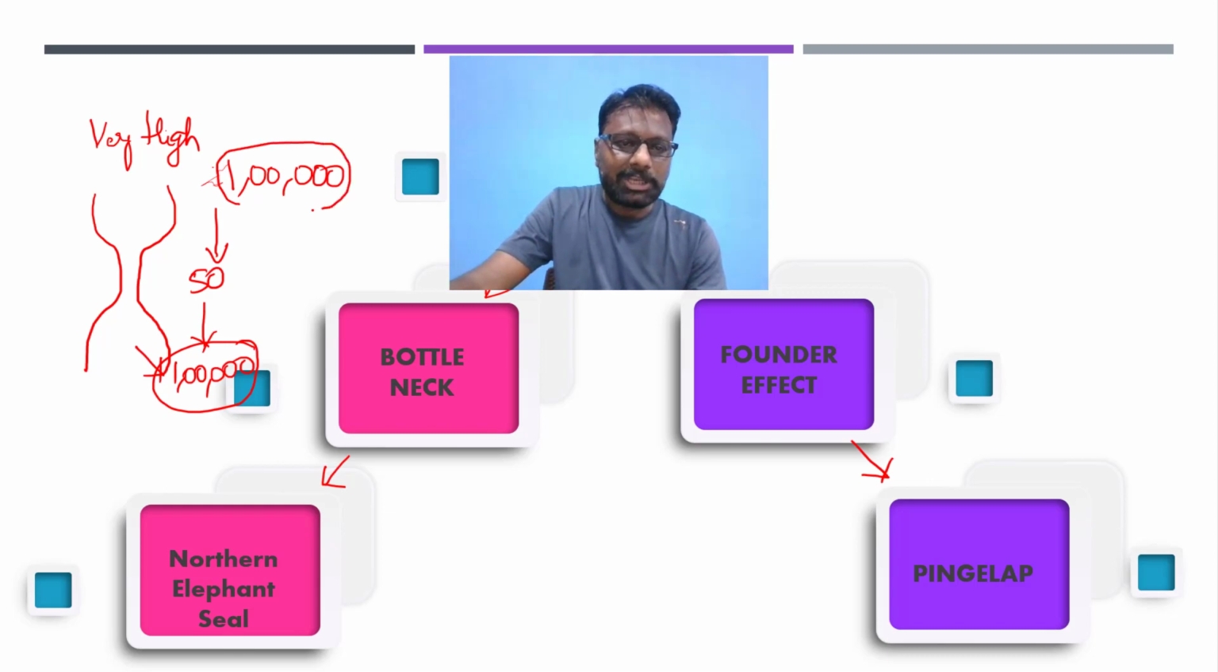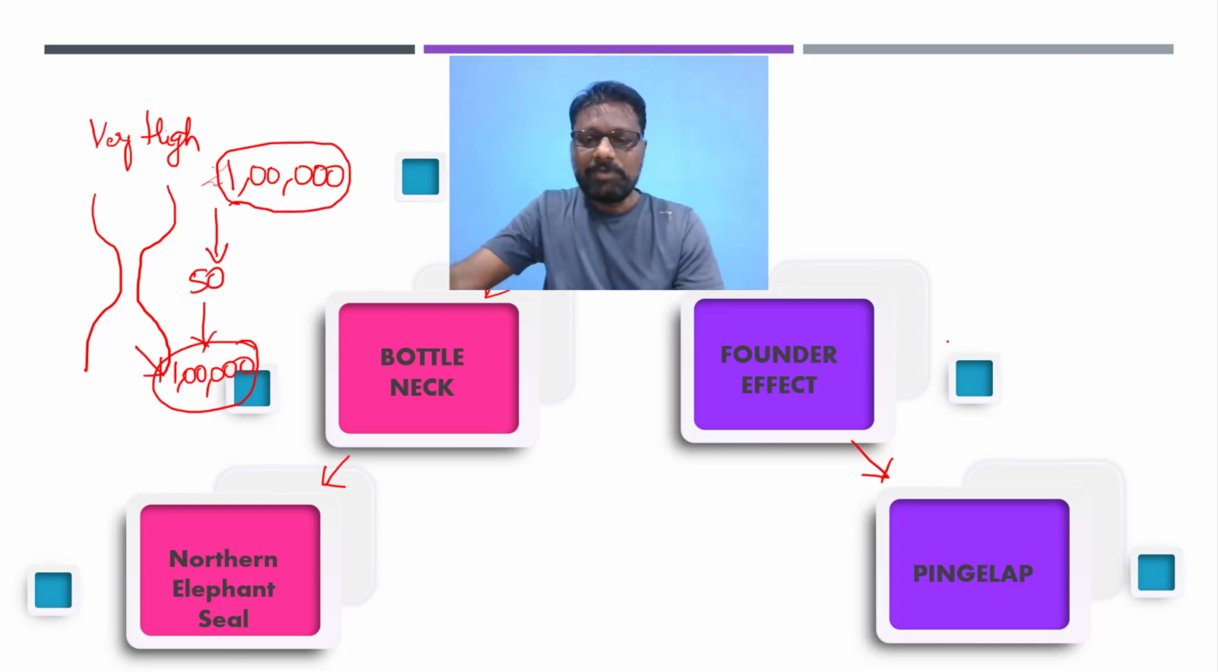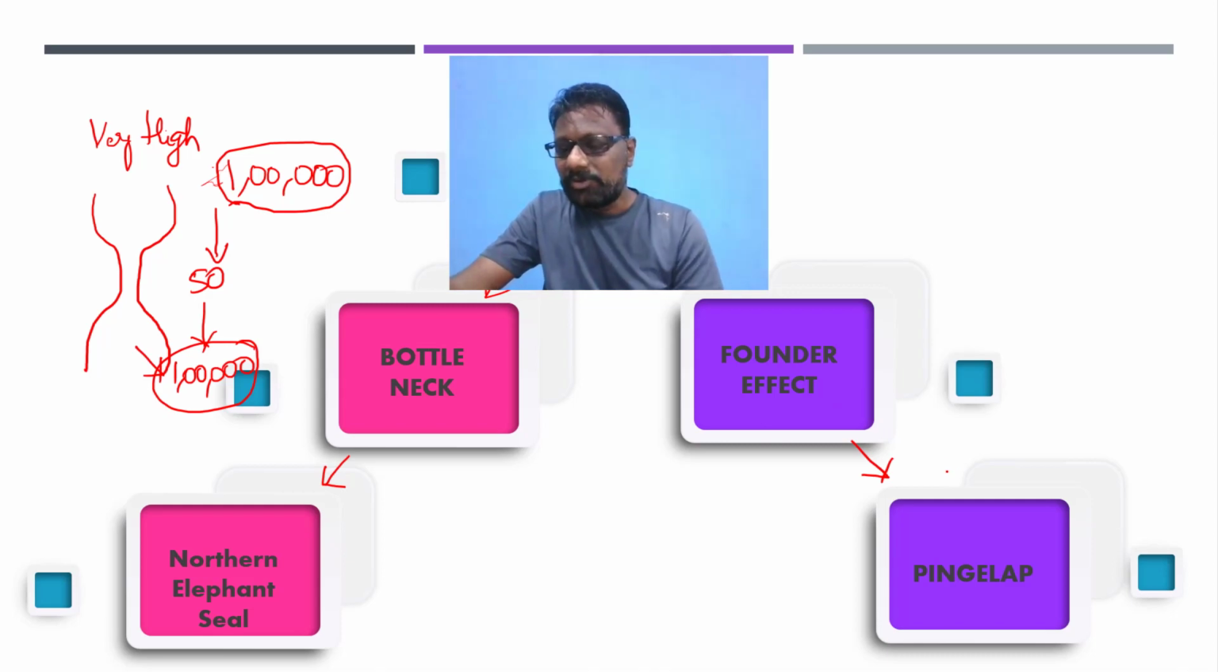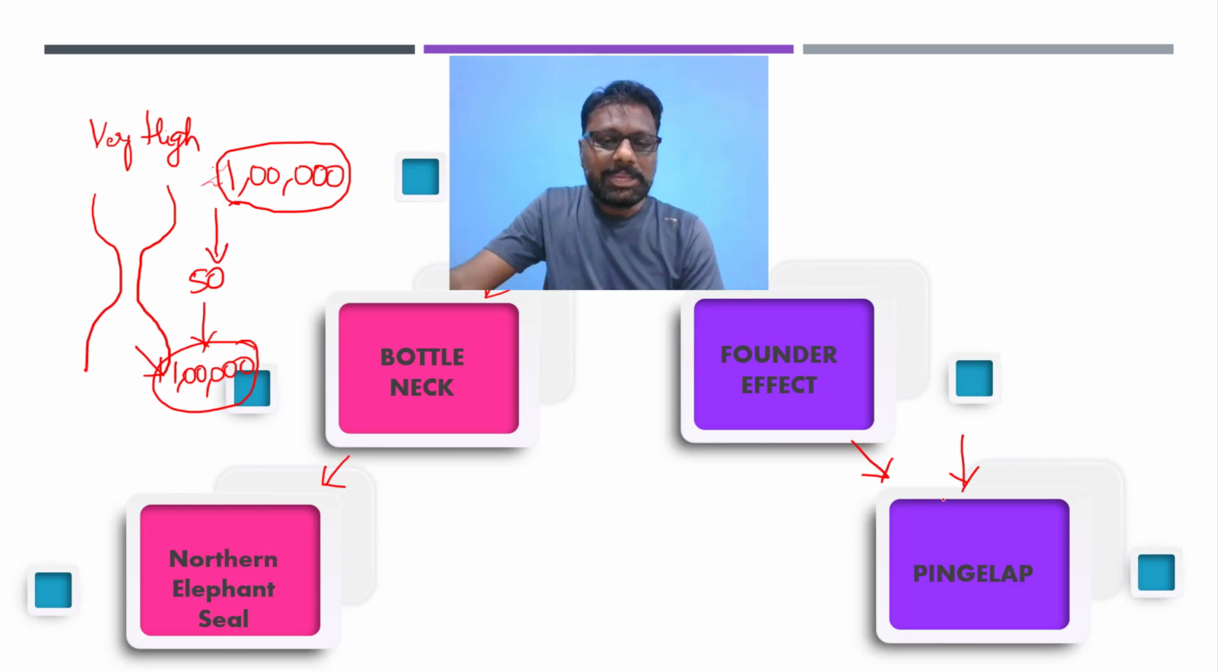Similarly, we will also take an example of the founder effect, which we have noticed in the human phenotypes on an island called Penglap. So these are the two real life examples explaining the bottleneck effect as well as the founder effect.